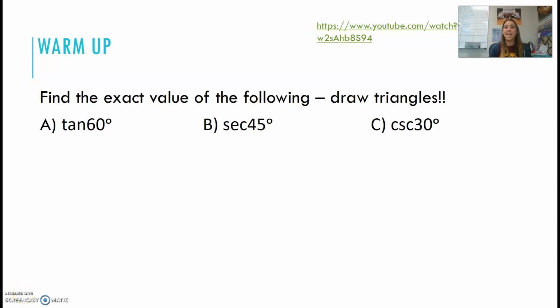All right, functions. Hi, missed you already, but today what I need you to do is, this is the warm-up. You are going to get about 10 minutes to complete this. Make sure you get your triangles correct, and the sub is going to hit pause now.